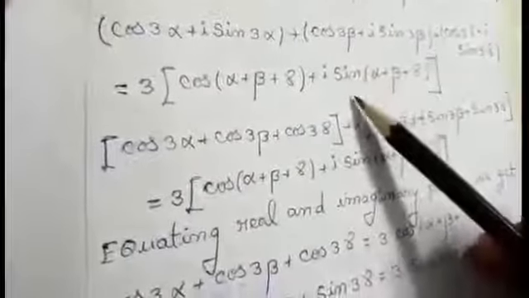After completing this step, you can multiply this 3 inside if you want. Overall, I am going to have it like this, left hand side and right hand side, and I am going to compare the real part and imaginary part separately. So, equating real part and imaginary part, I will get the required answer which is given in your book.